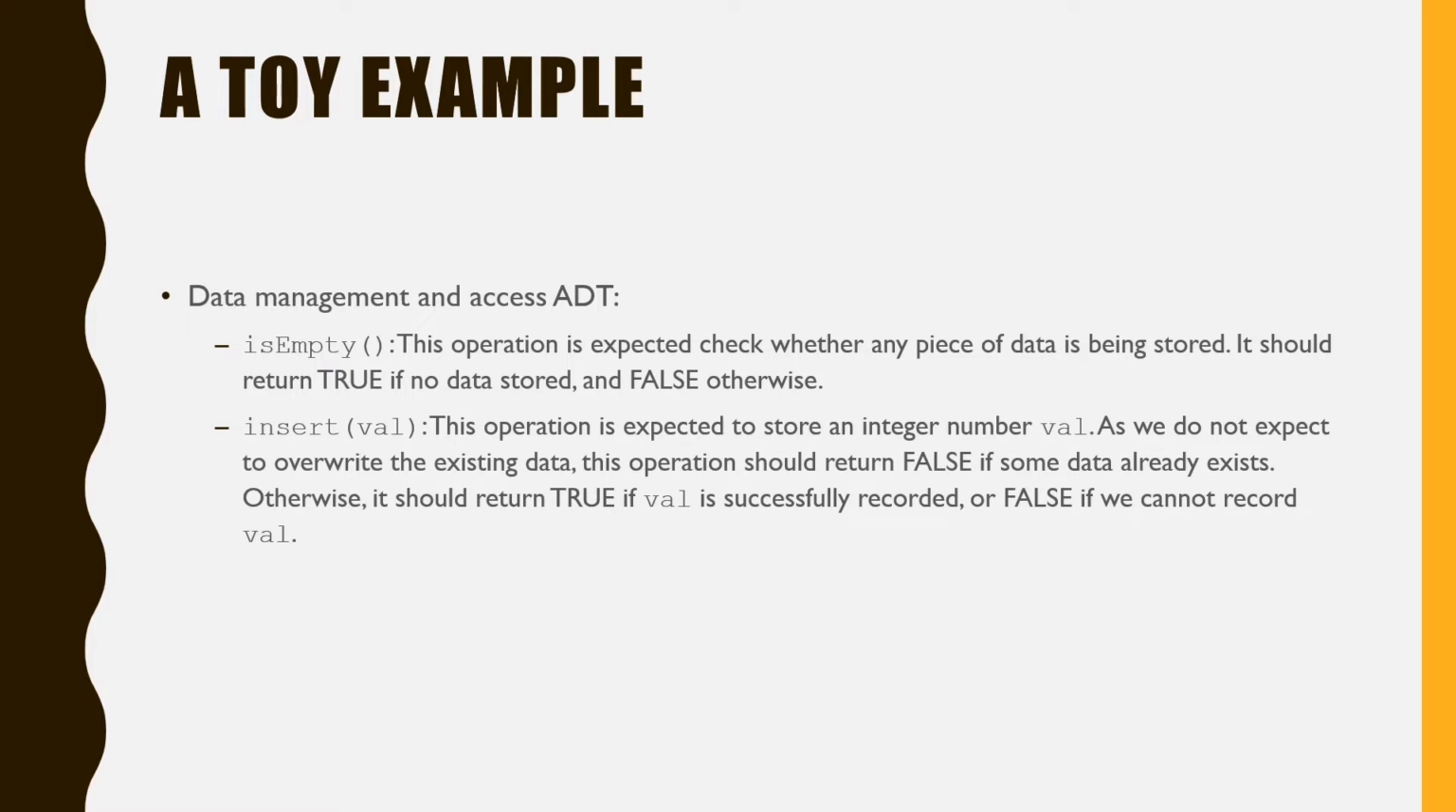The second one, insert, should record the integer number val, which is given as the input. We want this function to return true if the value is successfully stored, or false otherwise. If there's no data being stored when the function is called, then we are fine. However, what should we do if there has been some data already? A safer choice that can prevent accidental overwriting is to prevent the data insertion and simply return false in this case.